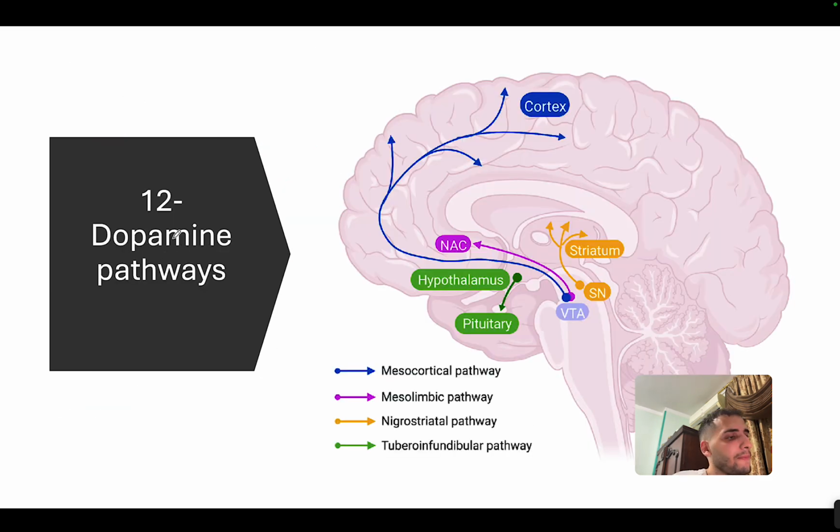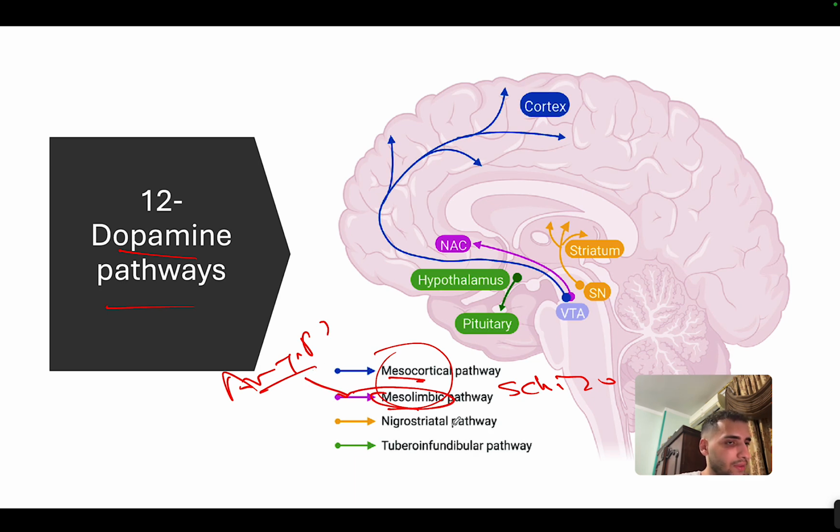The next important stuff is the dopamine pathways in general. Dopamine can act everywhere and do a specific function in each of its pathways. The first two pathways are mesocortical and mesolimbic. These are the ones that are abnormal in a person with a psychiatric problem like schizophrenia. Now you need to know that antipsychotics will treat schizophrenia by inhibiting the mesolimbic pathway. So this is how antipsychotics treat schizophrenia.